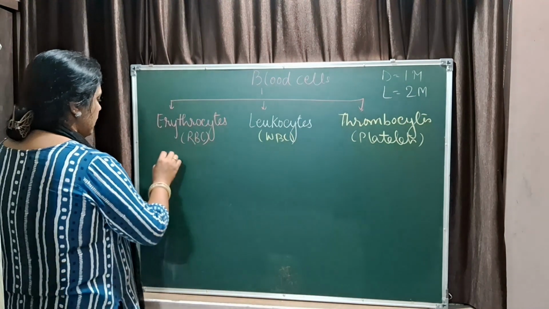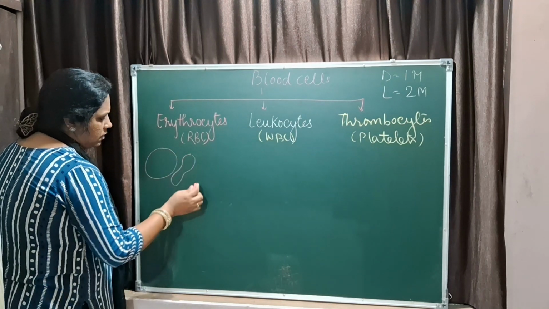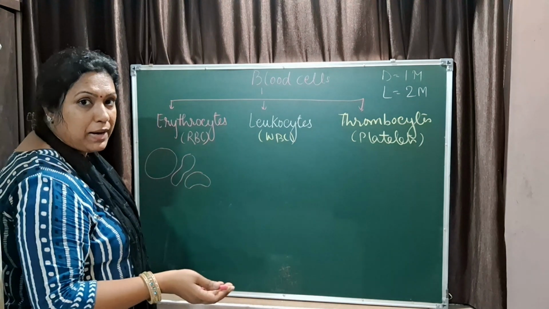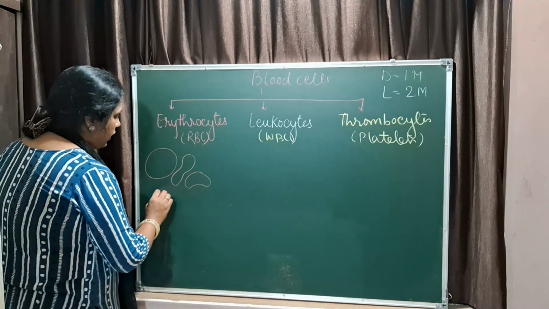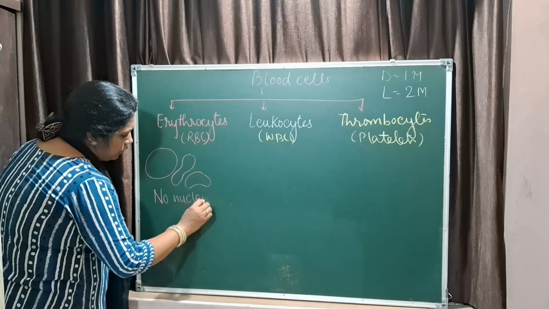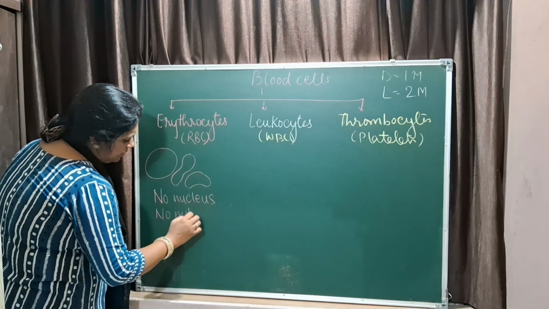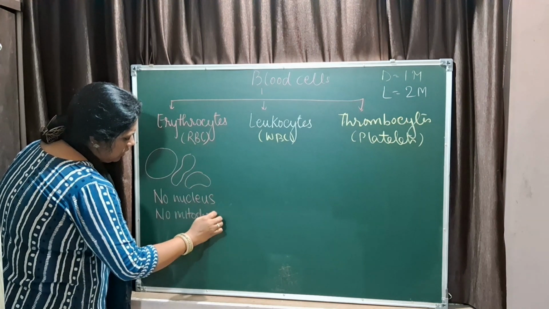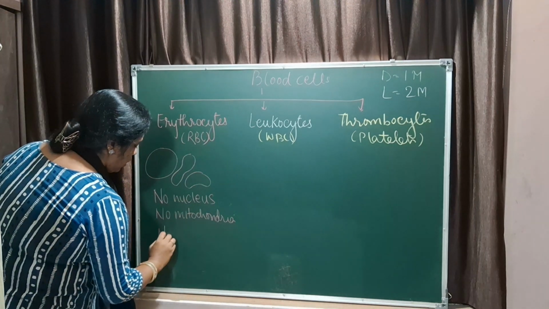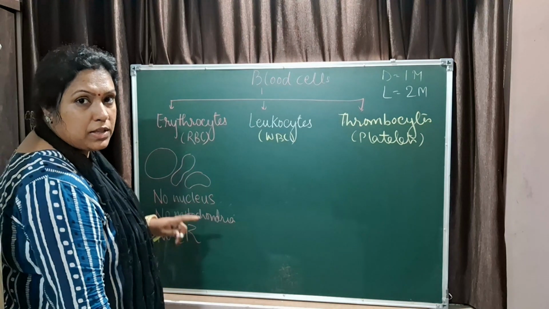Okay, you all know that RBC is an oval spherical cell which can be this shape or this shape, that is concave, biconcave cells. They do not have nucleus, no mitochondria, and no endoplasmic reticulum. I hope the reason is clear.